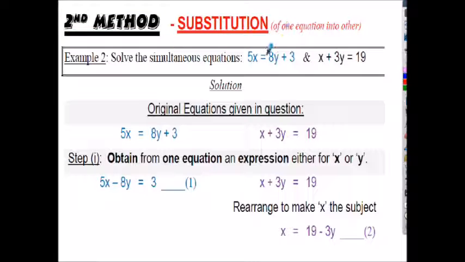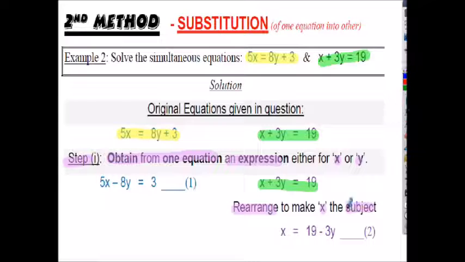So in example 2, we're asked to solve again 5x equals 8y plus 3, and x plus 3y is equal to 19. Again, I've just extracted the original equations from the question. And what we do in step 1 of this process is to obtain from one equation an expression in terms of either x or y. So in other words, I'm going to take the second equation, in this case x plus 3y is equal to 19, and I'm going to rearrange it to make x the subject of the equation.